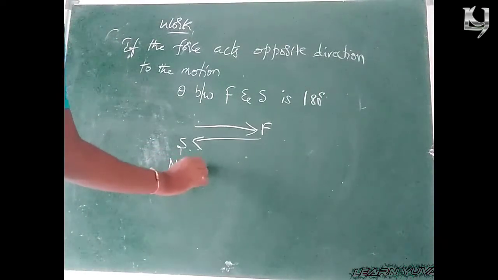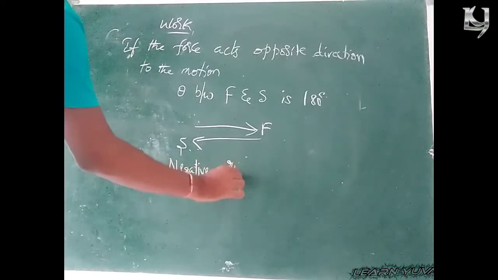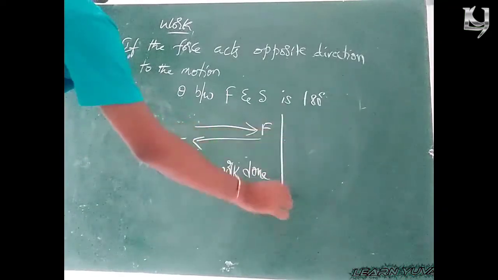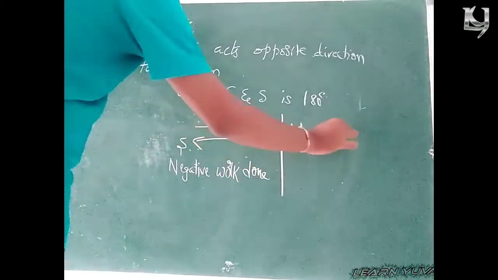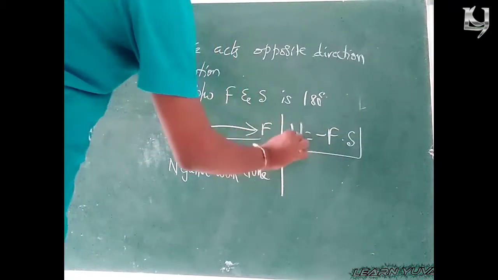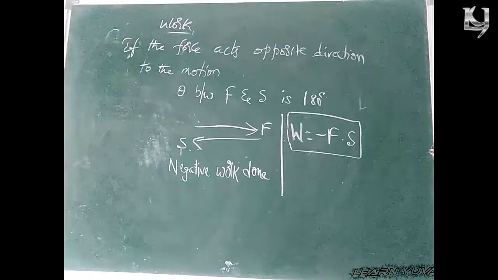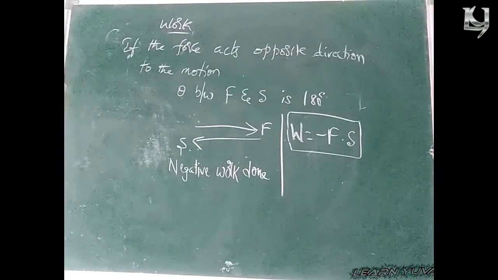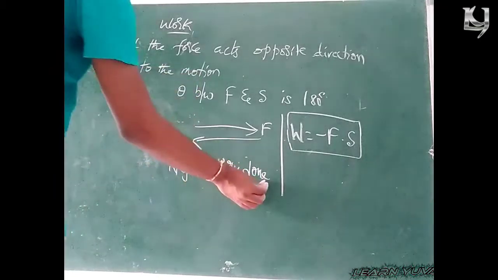Negative work done. W is equal to minus F into displacement. For example, applying brakes to a vehicle: when we press the vehicle brakes, the brakes act in the opposite direction, make the wheels not rotate and make the vehicle come to rest. This case comes under negative work done.